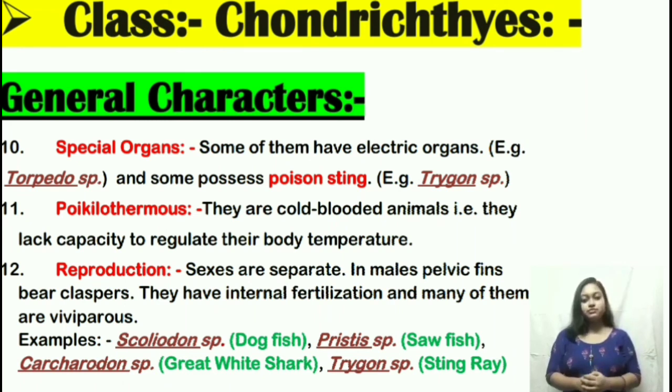Examples. The examples are Scoliodon sp., we call it dogfish. Pristis sp., we call it sawfish. Carcharodon sp., we call it great white shark. And Trygon sp., we also know it as stingray.